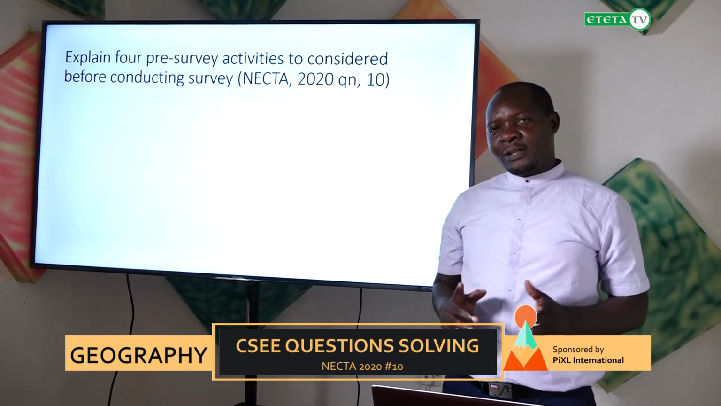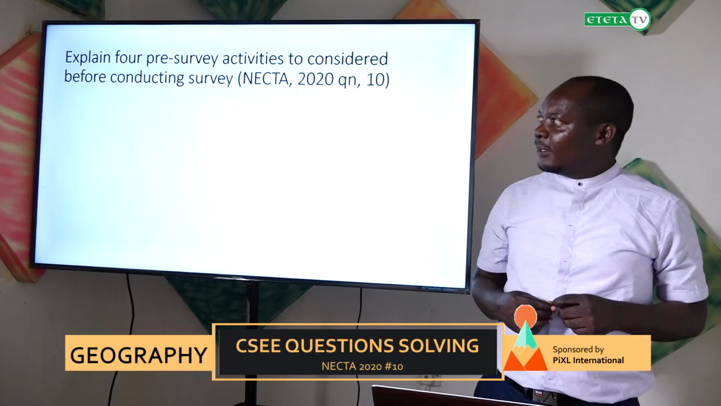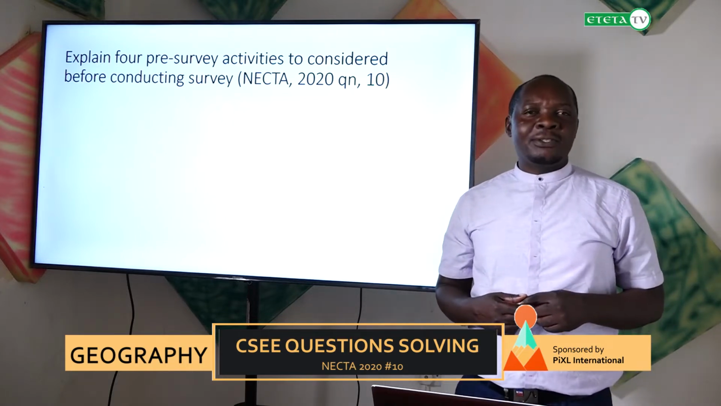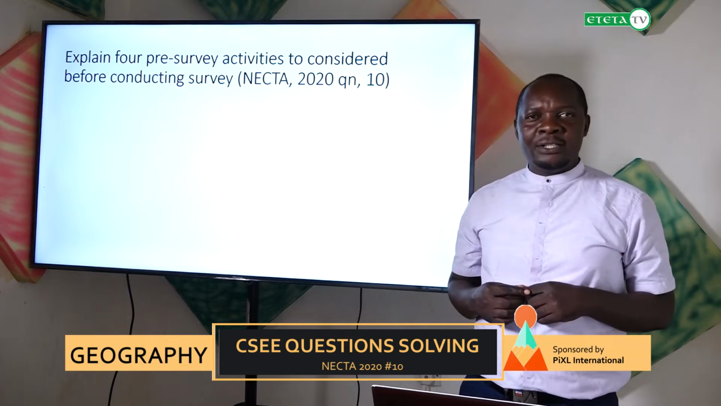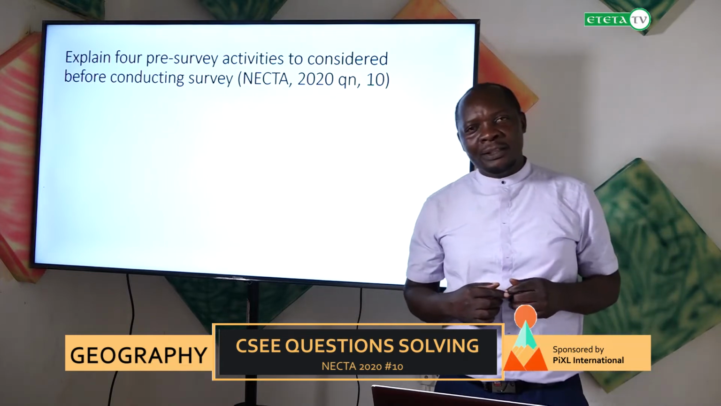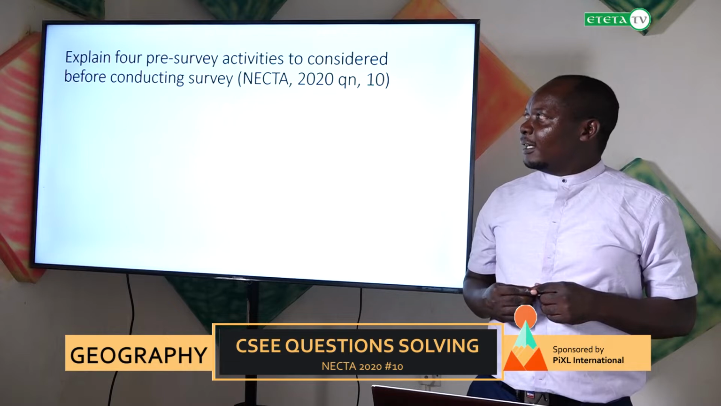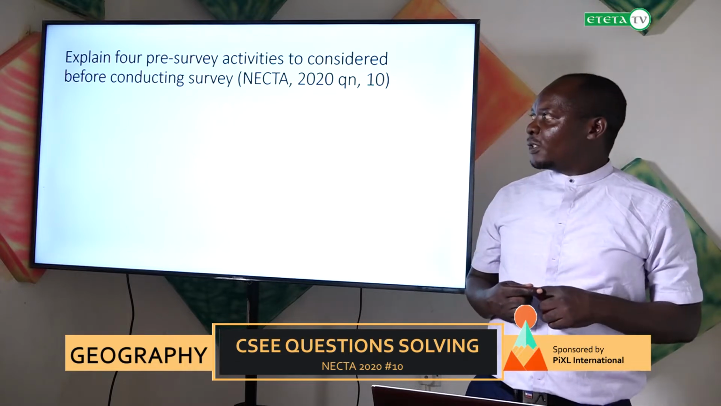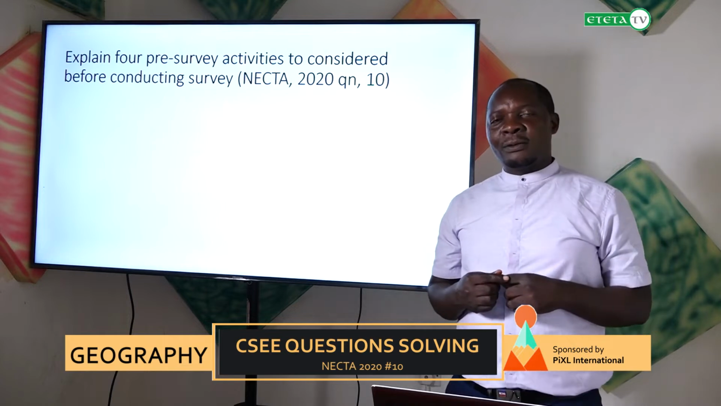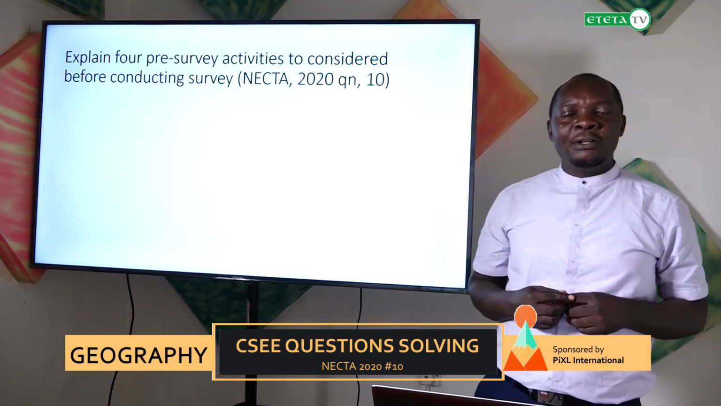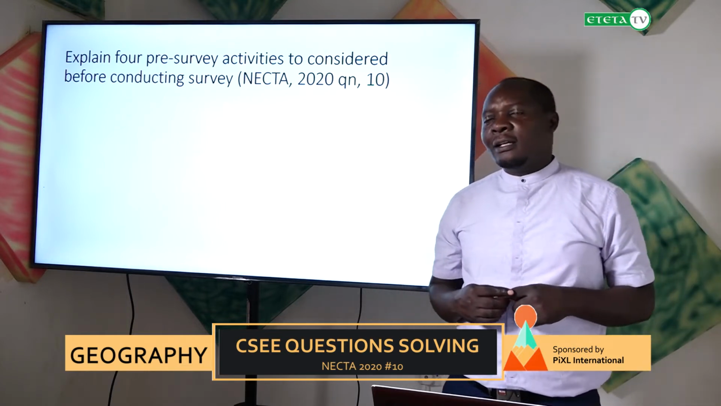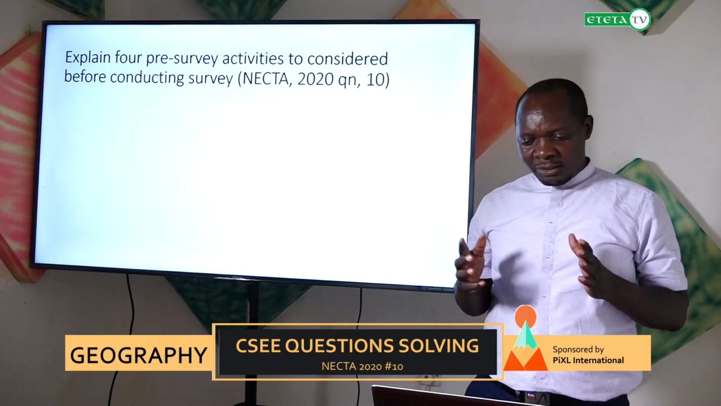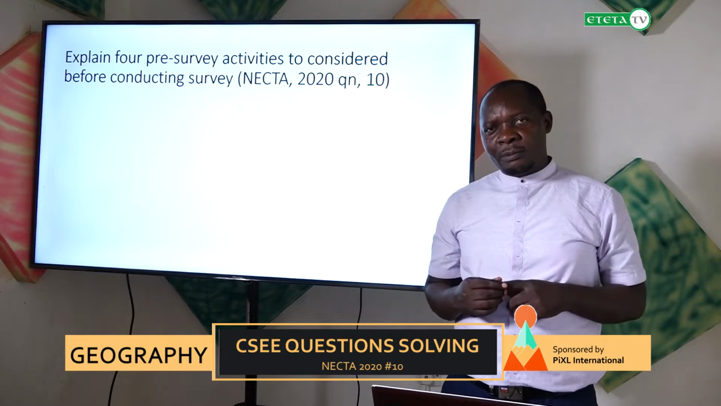Now basically this question has 3 parts as usual. Part A should be introductory remarks. That means a student has to define correctly the concept of pre-survey activities. Part B will be the main body, where the student will work out the various pre-survey activities that are conducted before conducting a survey. And lastly, the student will give concluding remarks, which is the conclusion part of the question.